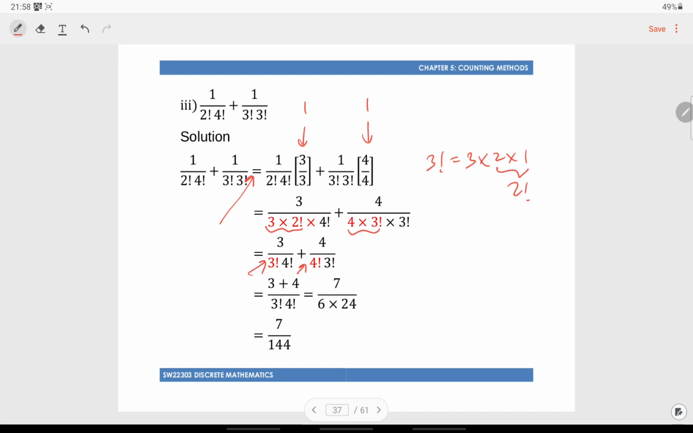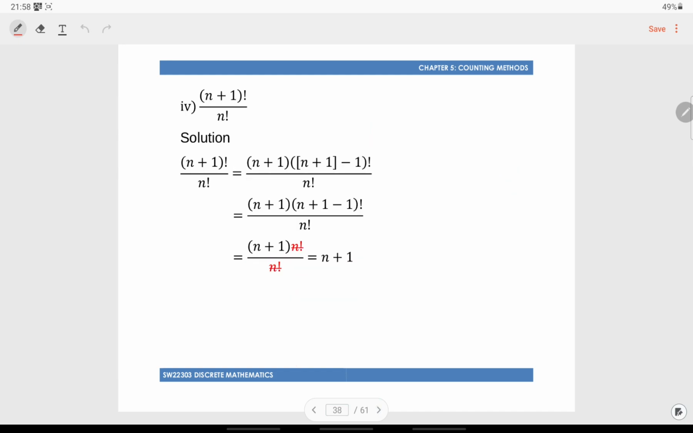Okay, so obviously we have a similar value for the denominator. We have 3 factorial times 4 factorial, which is exactly equal to 4 factorial times 3 factorial. So we can proceed with the addition operation on fractions. We add the numerators 3 and 4, and the denominator remains 3 factorial times 4 factorial. Because this fraction is in the simplest form, we can proceed with the calculation. So we obtain the fraction equal to 7 over 14 as the final answer.